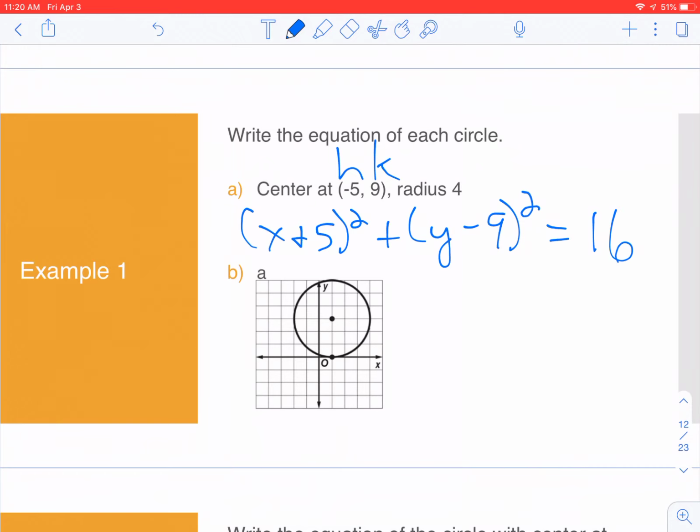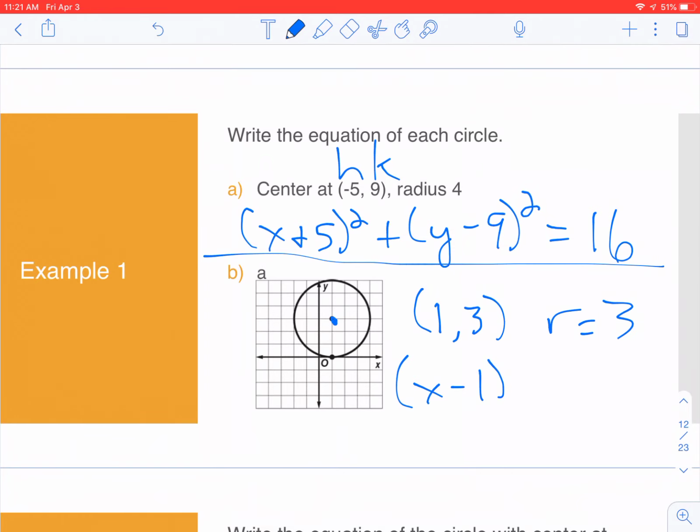We're going to look here. We're going to find the center. The center is (1, 3). The radius is, if I count from the center to the point, 3. So I have (x - 1)² + (y - 3)² = 3², which is 9.